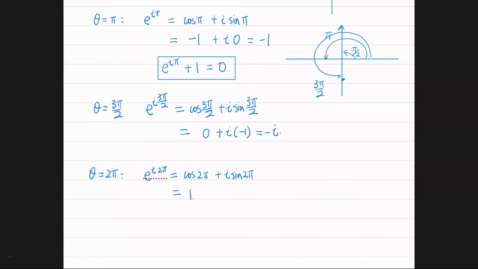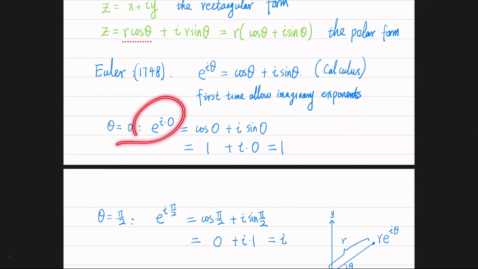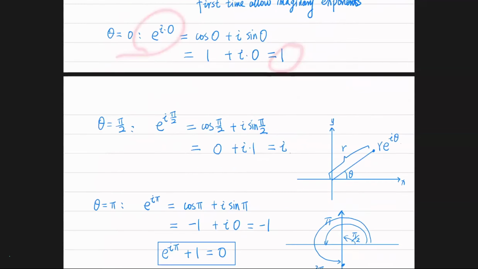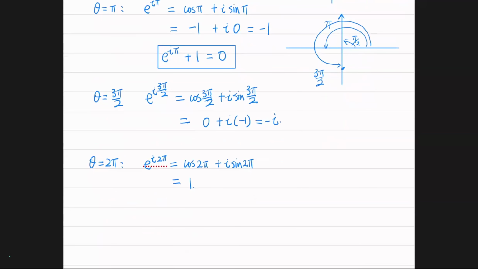Now you see, we start at 0 and we get 1. Now we end at 2 pi and it's still 1. Now let me ask you, what if I go another circle, e^(i·4pi)? What is this?